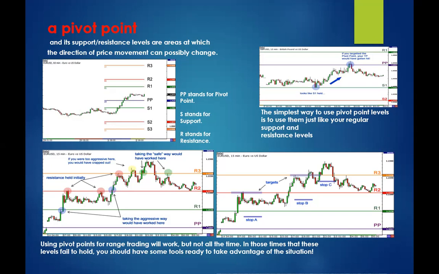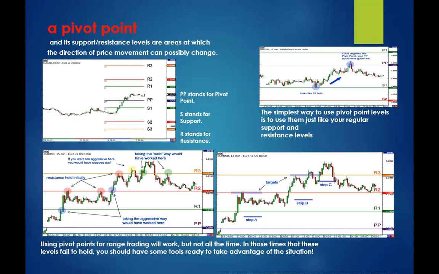Using pivot point for range trading will work, but not all the time. In those times that this level fails to hold, you should have some tools ready to take advantage of. So apart from using pivot point, you should have other tools that will help you see more clearly where your take profit or your stop loss should be.